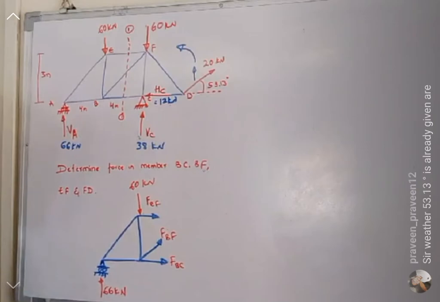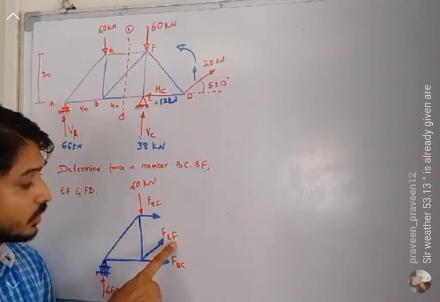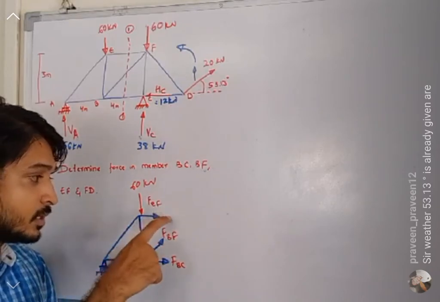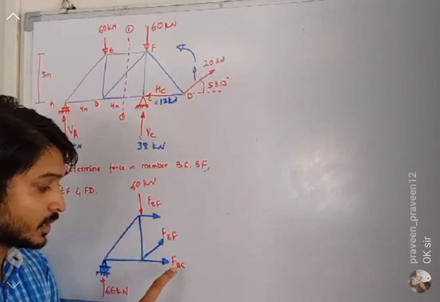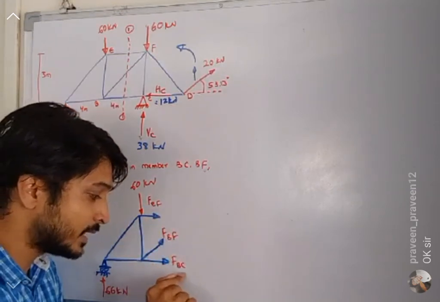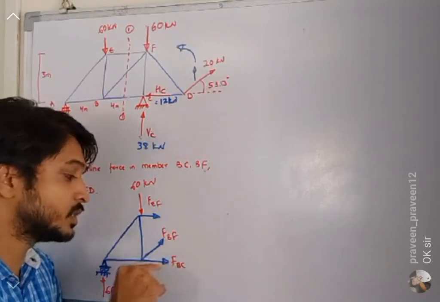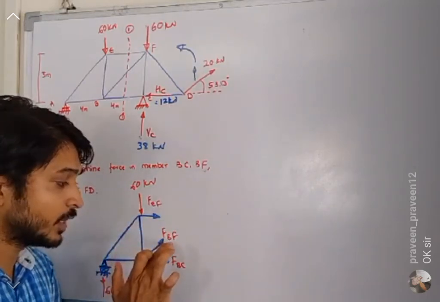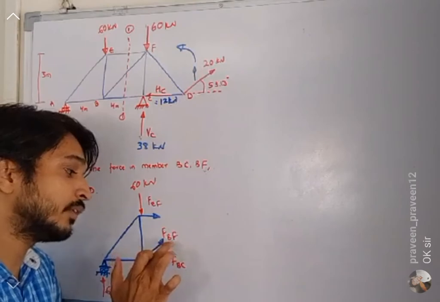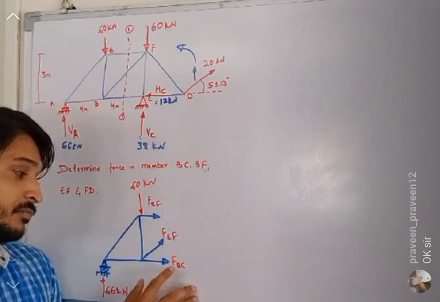So first thing we can do: if I take vertical components to calculate this FBF, this force is horizontal, and this force is also horizontal. So what are we left with? We are left with only FBF, which is vertical, right? So if you take summation of Fy, we can easily find out FBF. Next, how can we find out FBC?